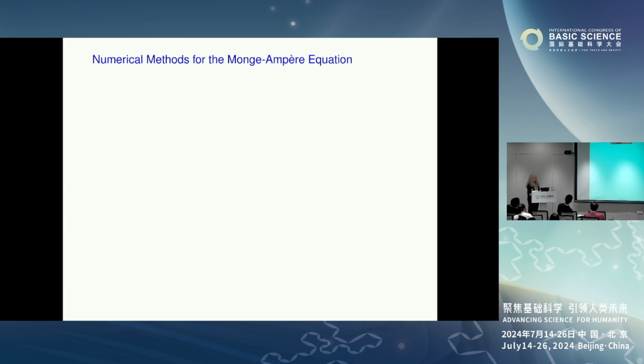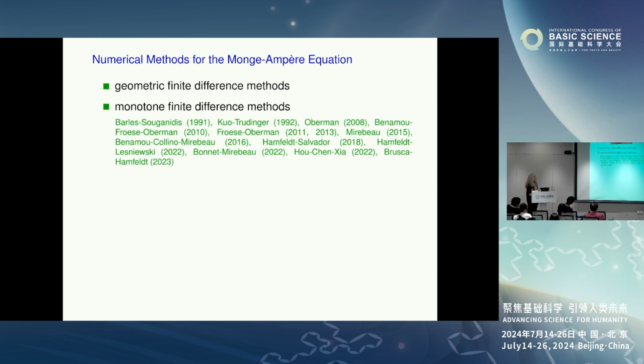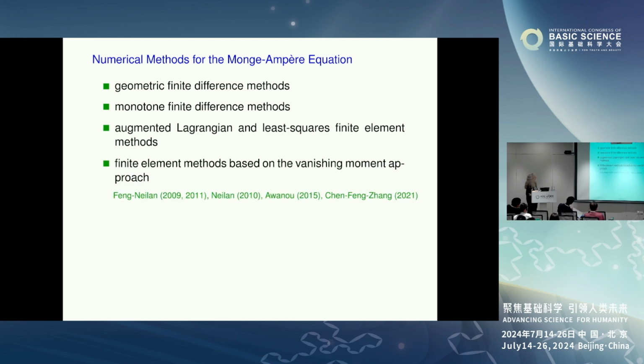There's a growing literature on numerical methods for the Monge-Ampere equation. There are geometric finite difference methods. There are monotone finite difference methods. There are augmented Lagrangian and least squares finite element methods. There are finite element methods based on the vanishing moment approach.